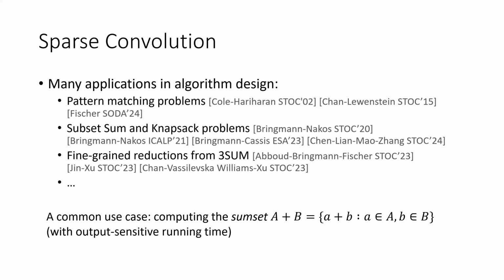In most of these applications, they use sparse convolution to solve this particular problem of computing the sumset of two input integer sets A and B, where the sumset is defined as the set of integers that could be obtained as summing two integers from these two sets. And the desired running time should be proportional to the actual output size, which in some cases could be much smaller than the naive upper bound, size of A times size of B.